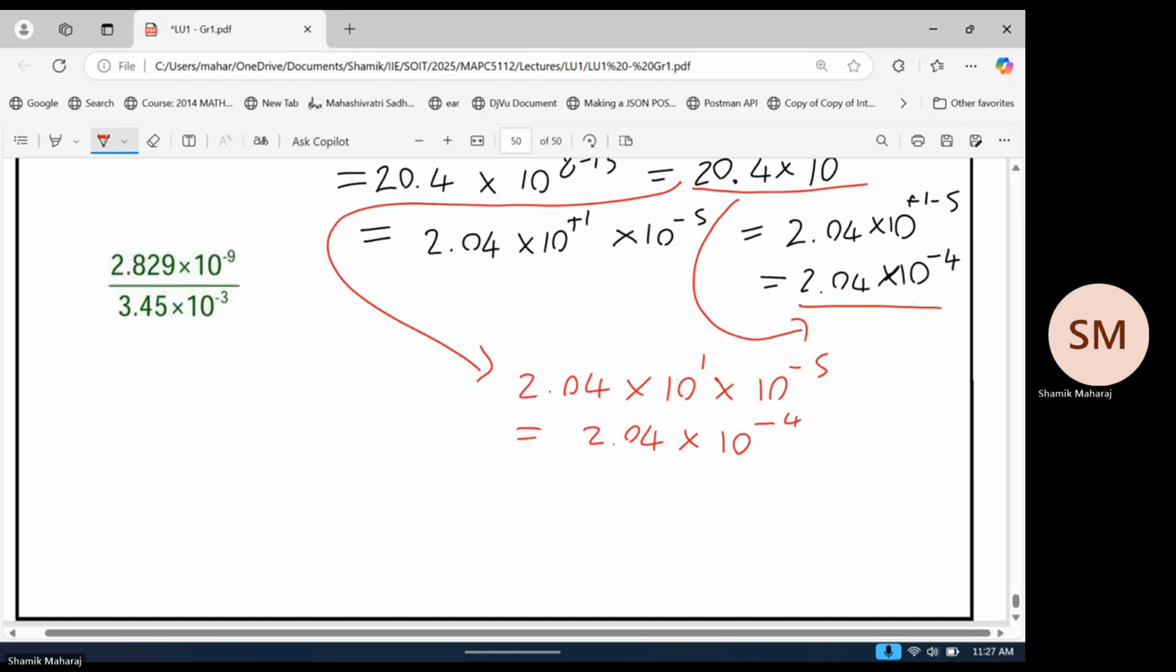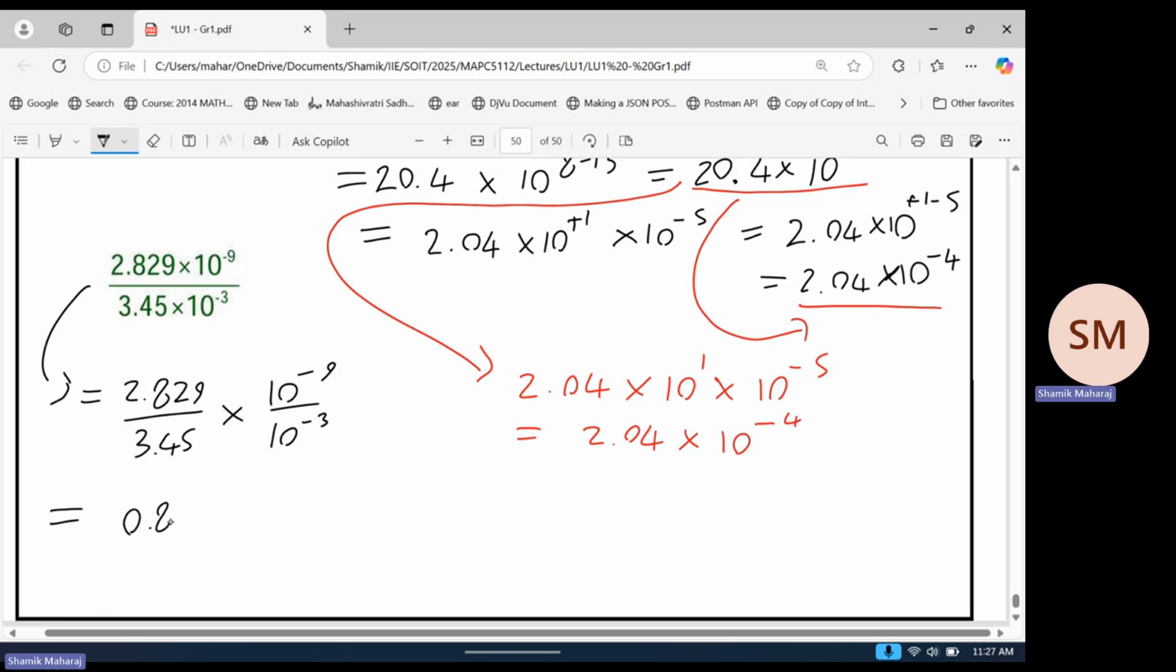Okay. Any questions so far? All those people correcting me, thank you. It's very helpful. And the last example is quite an easy one, so we can do this one quickly. This is just to show us what to do with a division. This will just become 2.829 over 3.45 times 10 to the minus 9 over 10 to the minus 3. You just separate these two things. All right, and now the number on the left, I don't know what that is. We have to check with the calculator.